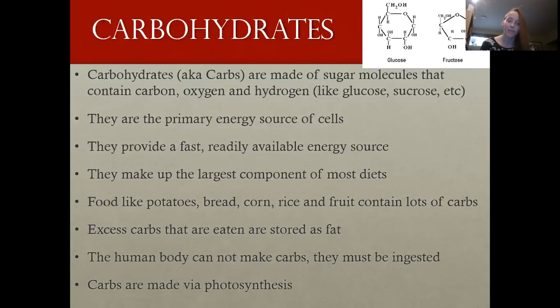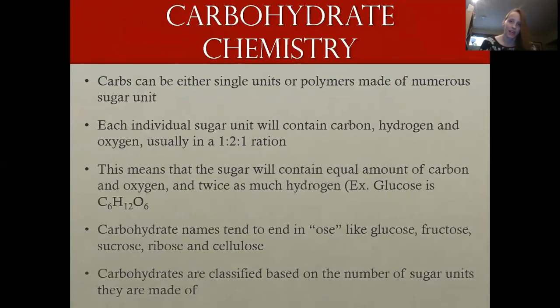The human body cannot make carbs. It has to be ingested, and carbs are made via photosynthesis. And then we as humans can only get them by eating plants. Carbs can be either single units or polymers made up of numerous sugar units all connected to one another. Each individual sugar unit will contain a carbon, hydrogen, and oxygen in a 1 to 2 to 1 ratio. So what that means is that there will be usually twice as many hydrogen as there is carbon and oxygen.